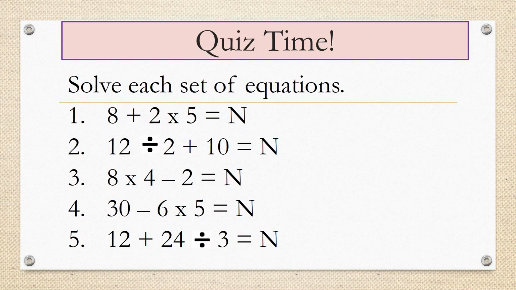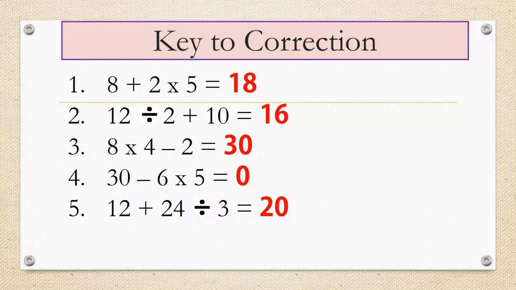Quiz time! Solve each set of equations before going to the next slide. So did you solve them correctly? These are the answers. For number 1, multiply 2 and 5 first. 2 times 5 equals 10. And then add 8. 10 plus 8 equals 18.